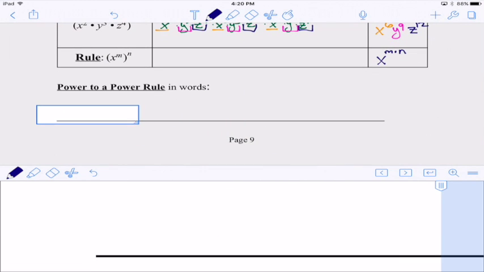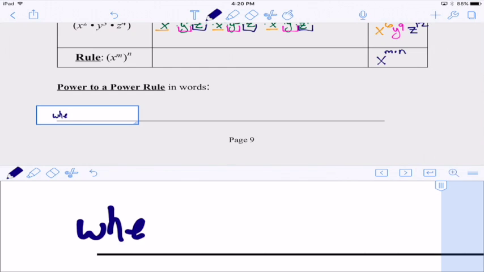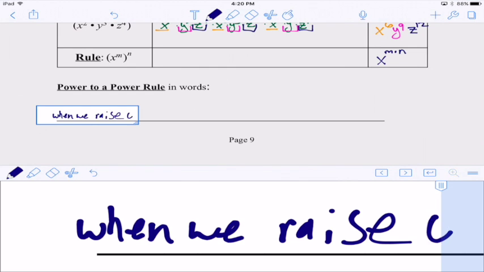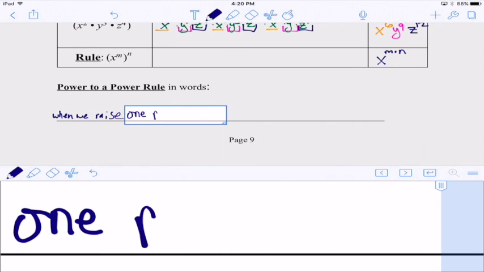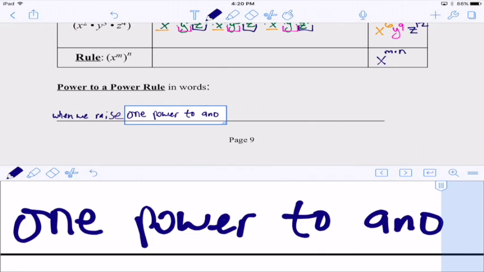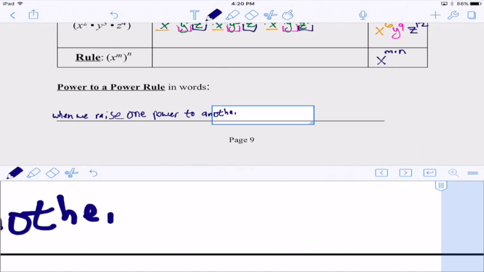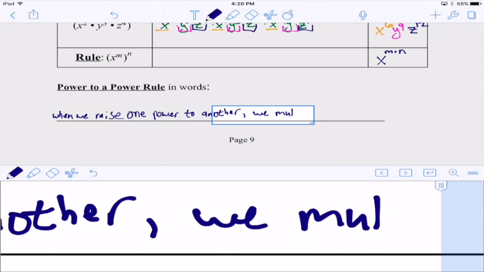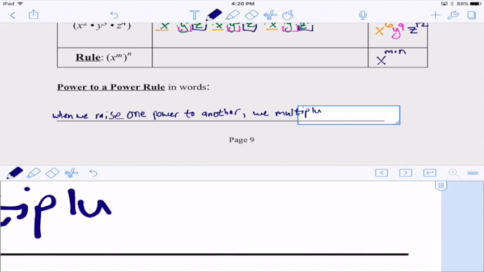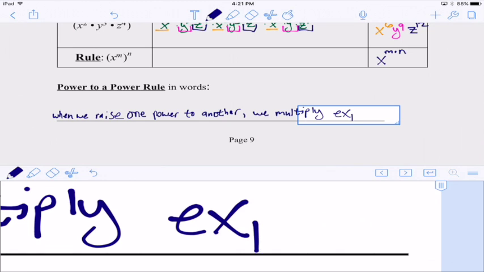So in words, when we raise one power to another, we multiply exponents.